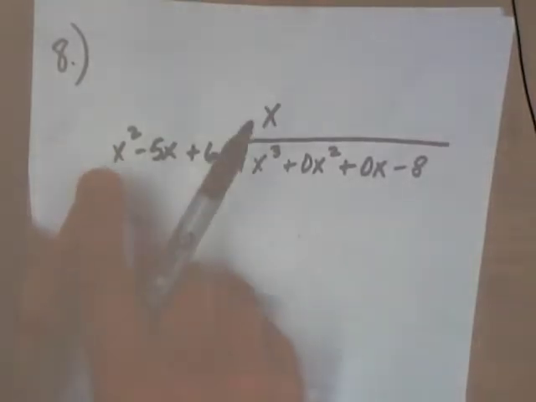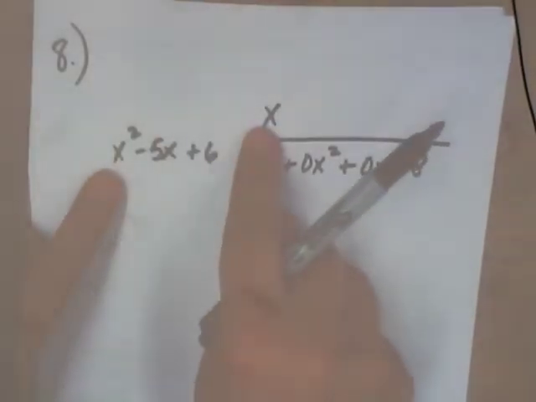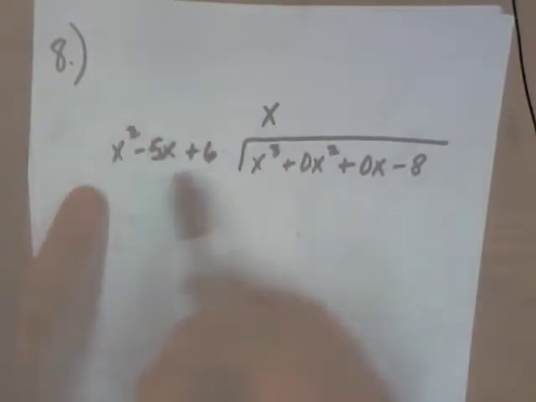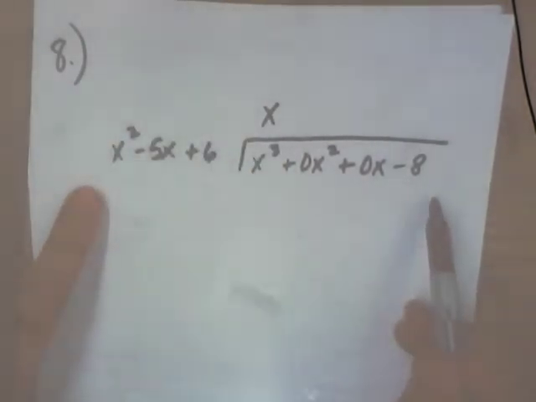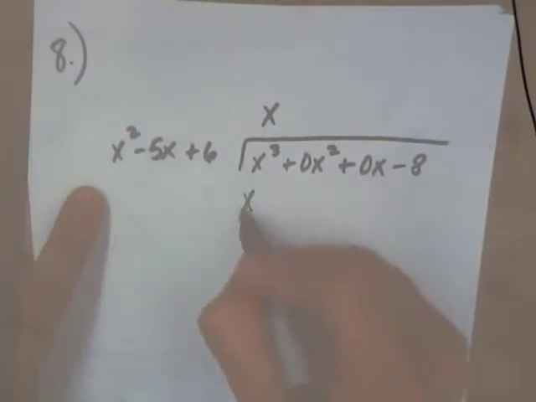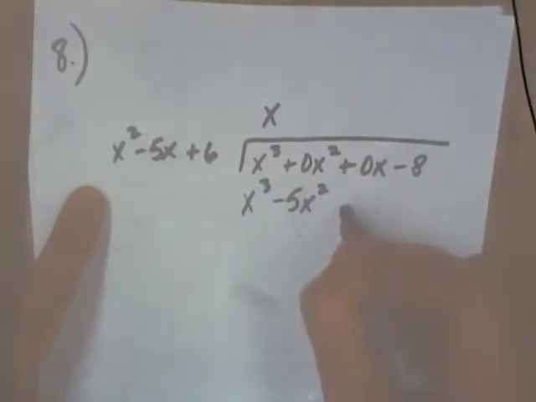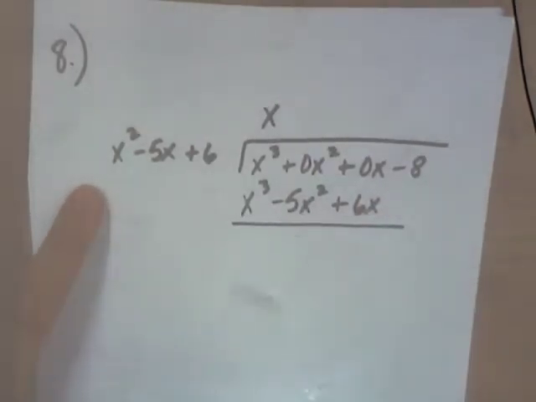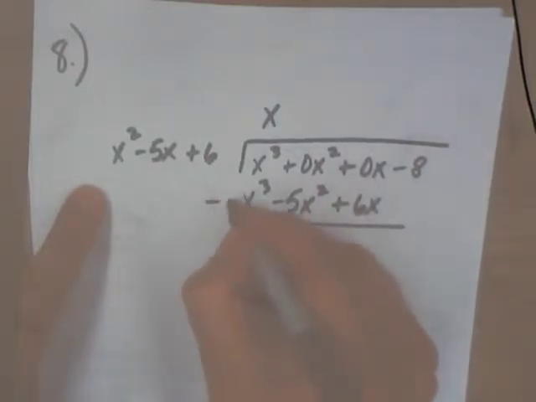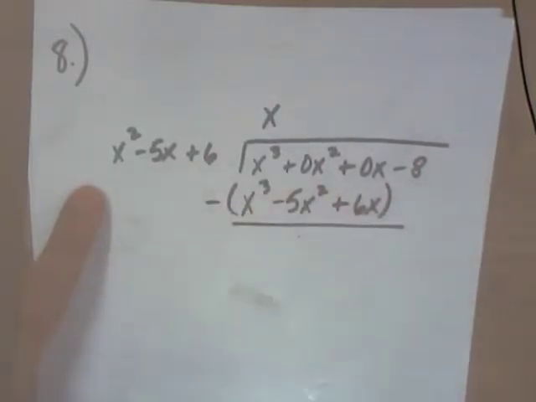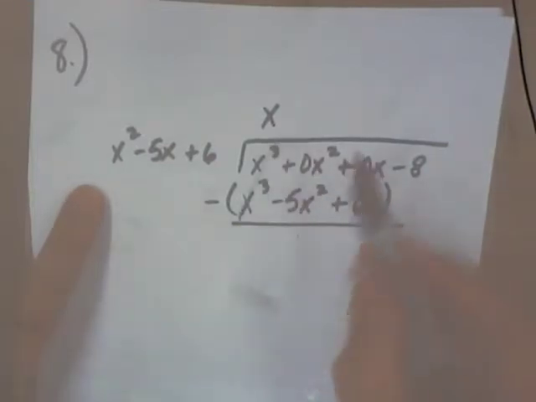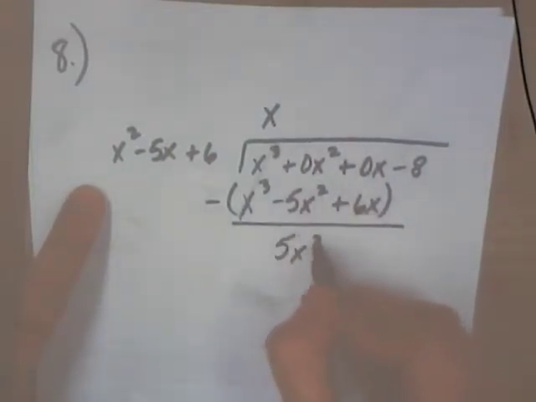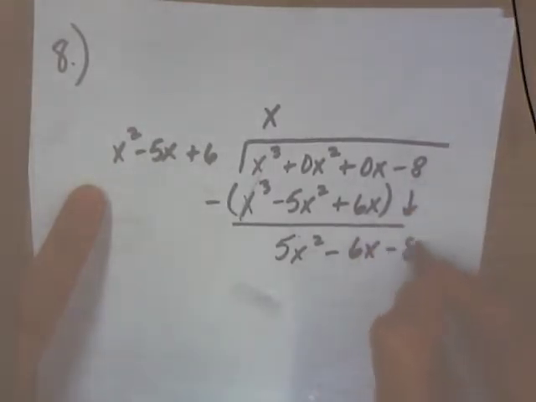You got to figure out what you got to multiply this first term by to get this term. The answer is x. So now we're going to take x, multiply it by all of this, and put it down here. So x cubed minus 5x squared plus 6x. That's why I have those place values there, because you're going to need them. And we're going to subtract all of that. Don't forget it. So these will cancel out. This is going to be 5x squared. This is going to be minus 6x. And then bring this down, minus 8.